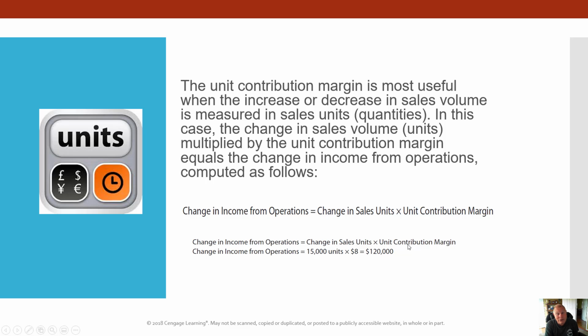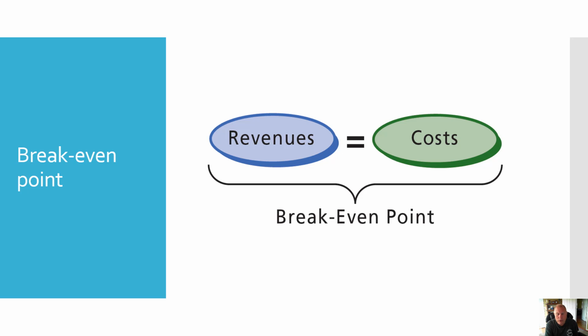My unit contribution, which historically is 8, I increase my income by 120. So that's how we use it, because it becomes very tactical and it's useful that way. Next thing to take a look at is the break-even point. A break-even point is when revenues equal costs.